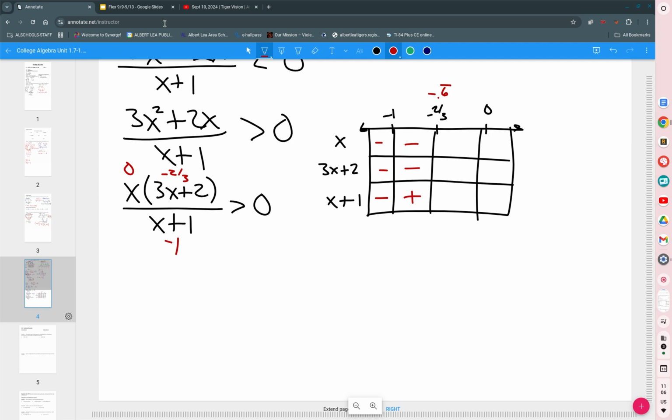Evan, can you think of a number between negative 0.6 and 0? Negative 0.5 would work. So 3 times negative 0.5 is negative 1.5, plus 2 is positive. And negative 0.5 plus 1 is positive.